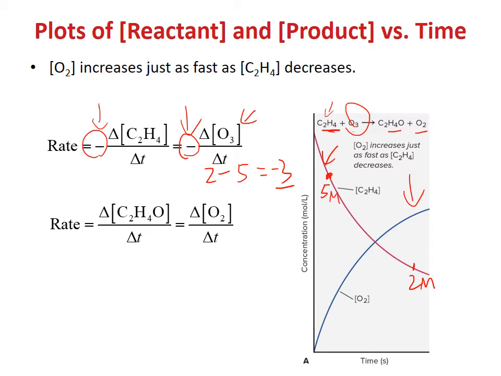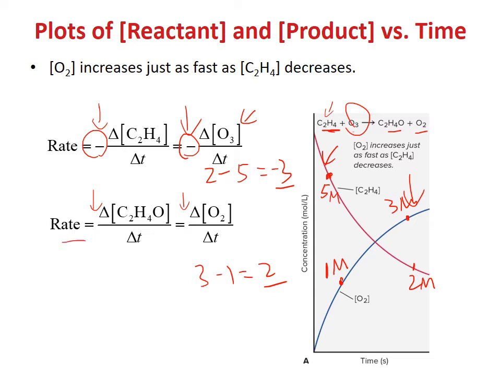Now for the product, let's say oxygen, at this point is, let's say, 1 molarity. At a later time, it increased to 3 molarity. So 3 minus 1 is 2, which is positive. So there's no negative sign in front of the expression for reaction rate for the products.